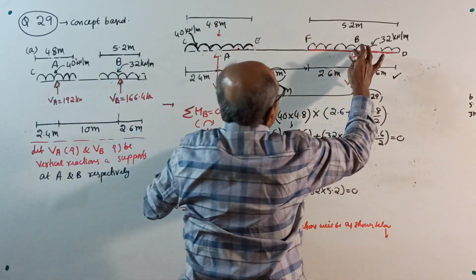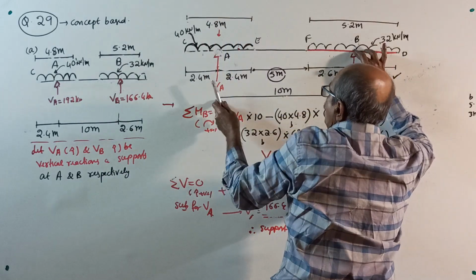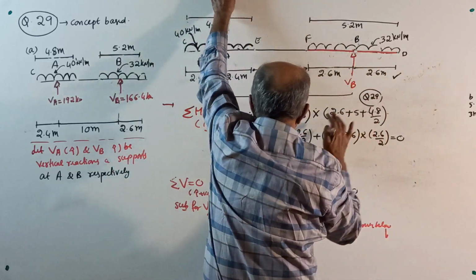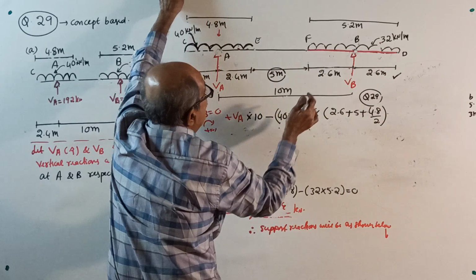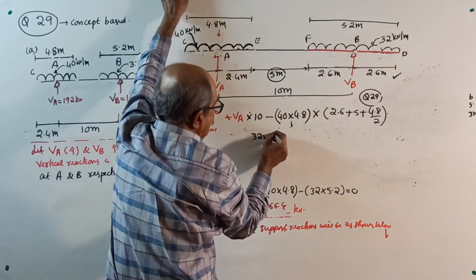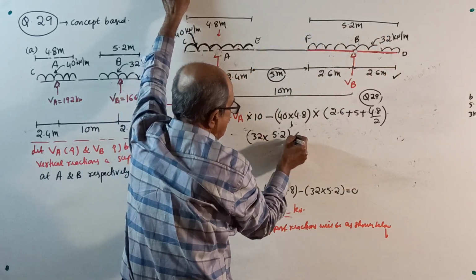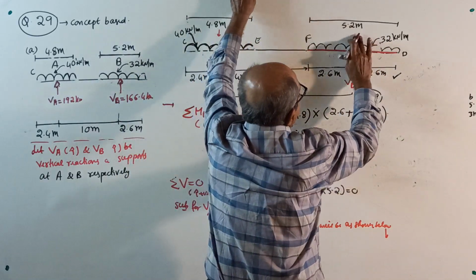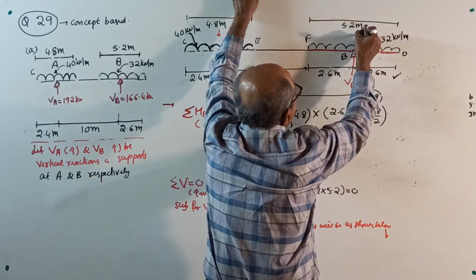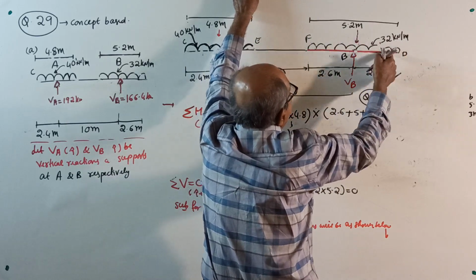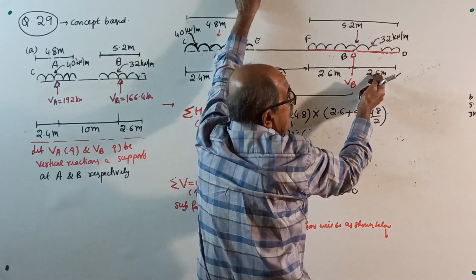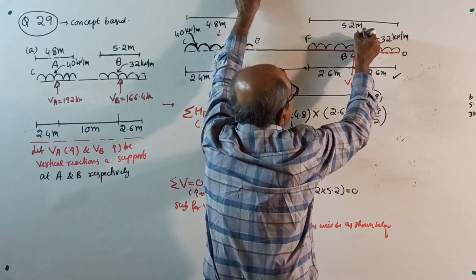Then, moment about B, plus VA into 10 as usual, minus 40 into 4.8 into the same thing. But here, see, 32 kN per meter for the entire loaded length, 5.2 is the total load into, this is the point B, I write B here. The total load is exactly passing through the center of the loaded length, this 5.2, 5.2 by 2 is exactly equal to 2.6. Here the resultant passes exactly through B.